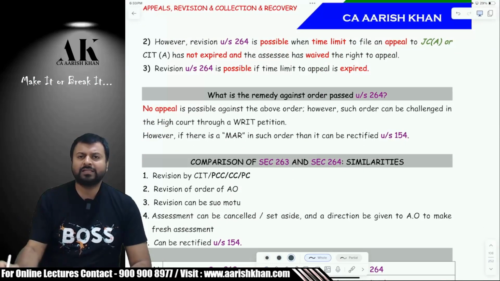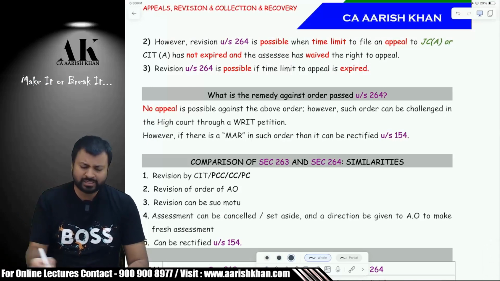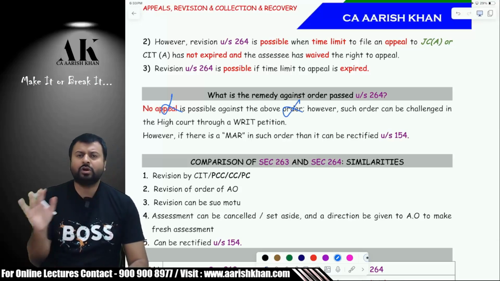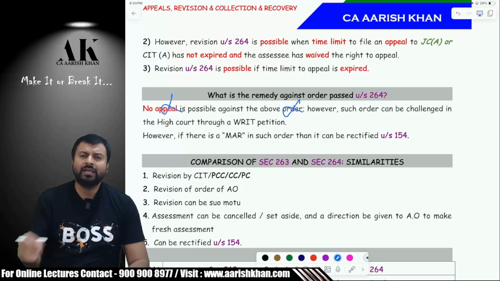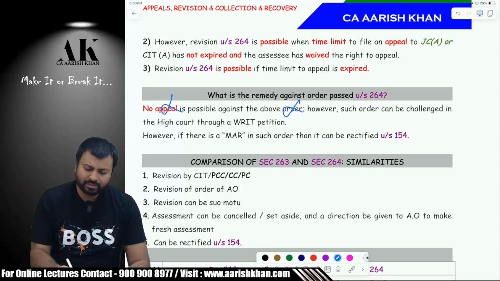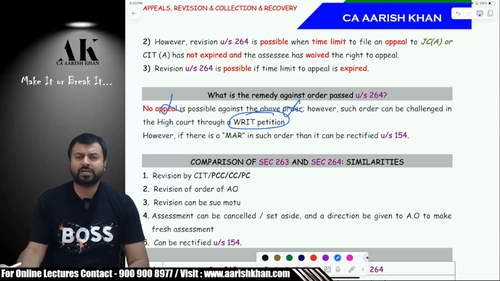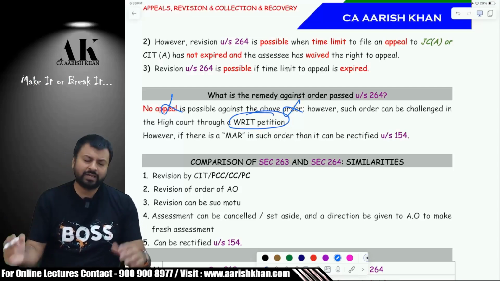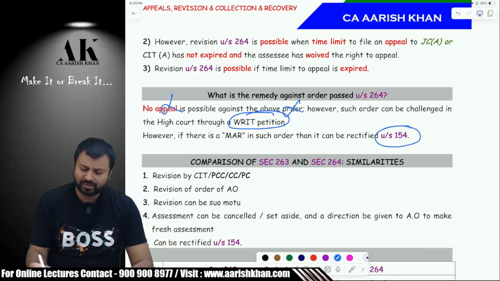Now, once the order is passed under 264, one of the biggest drawbacks of this section is that it is a non-appealable order under the income tax law. Income tax law does not give you any remedy to appeal. Therefore, you only have a constitutional remedy. You can go to the High Court and file a writ petition, or go to the Supreme Court and file a special leave petition. If there is an apparent mistake, you can go for section 154 and rectify it.